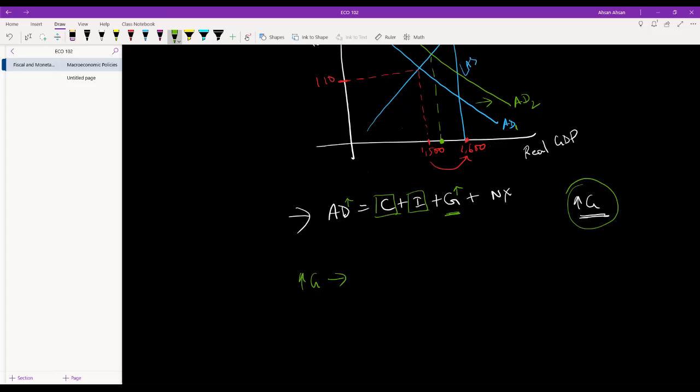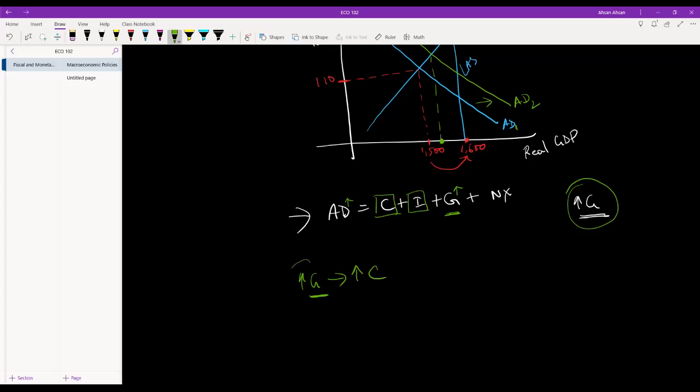So G has gone up, but because of the nature of this G, which is stimulating the economy, remember this is called a fiscal stimulus. They're stimulating the economy, they're creating more opportunities within the economy. Consumption is going to go up as well, because as G is creating more jobs, people have more money at hand. They want to consume more. So C is going up as well. However, another thing is going to happen as well.